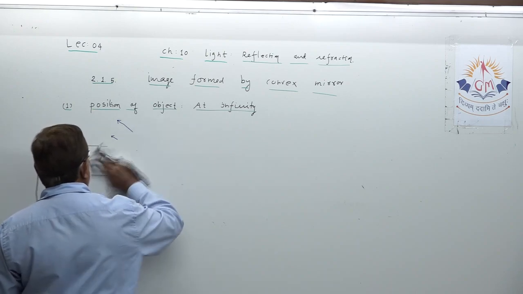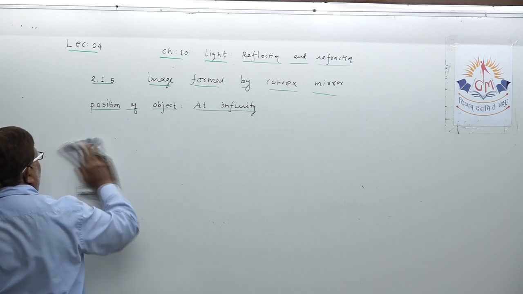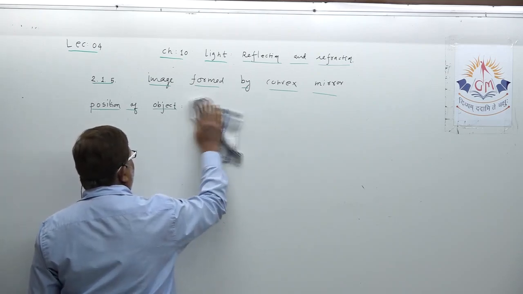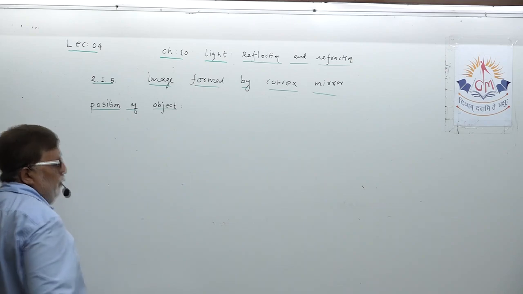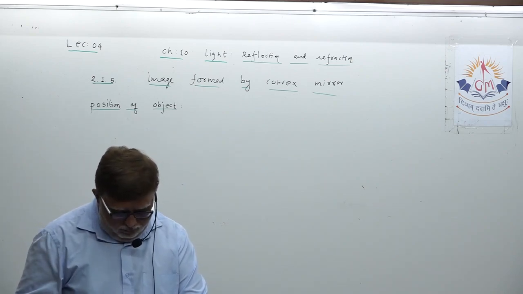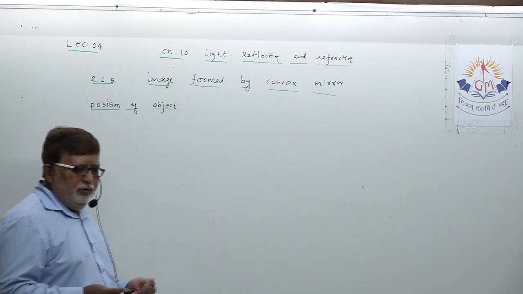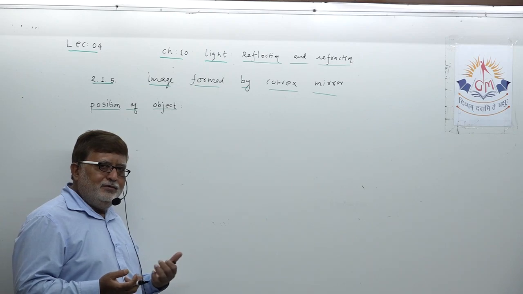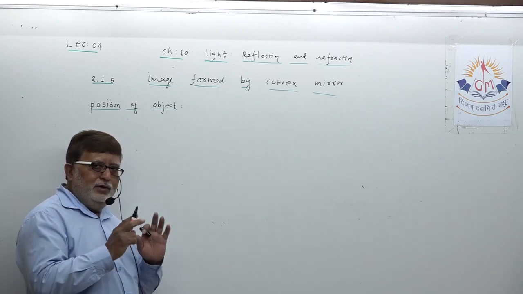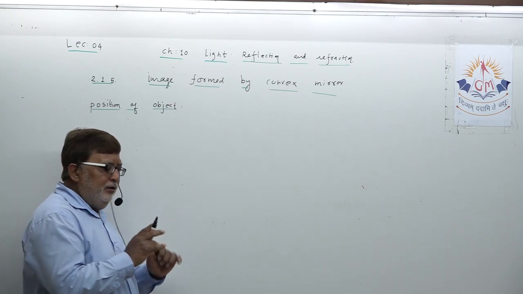Position of object needs to be changed now. Okay, where the object is to be kept now. Position of object. That means the object was initially at some distance. Now we are bringing the object a little nearer to the mirror.